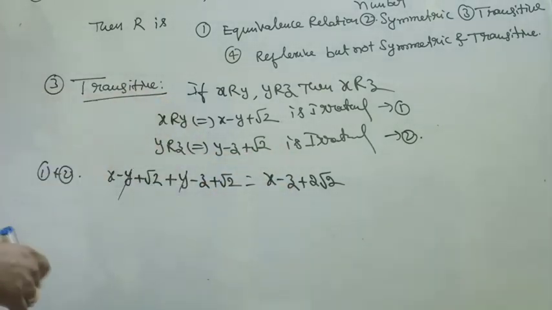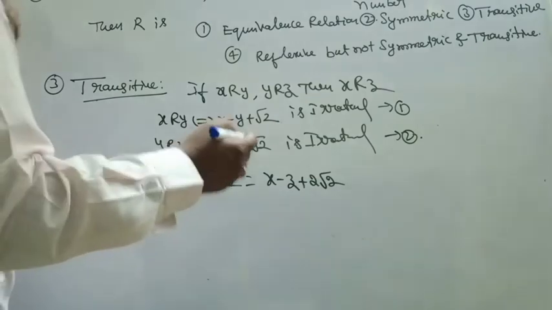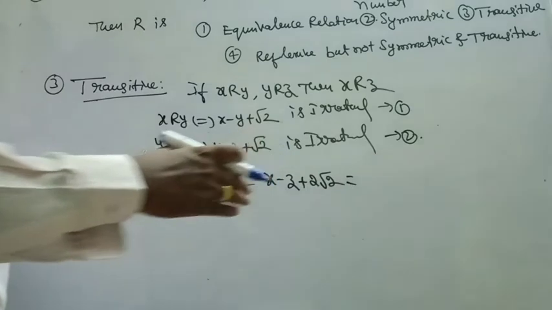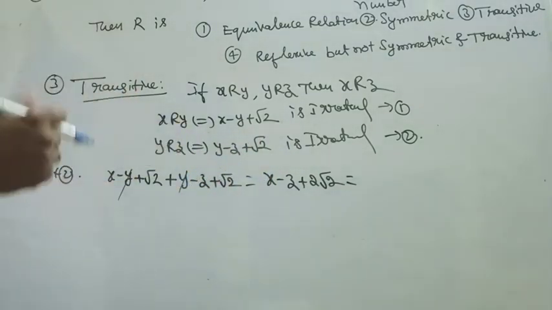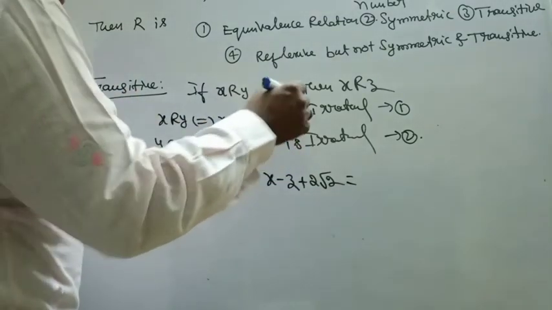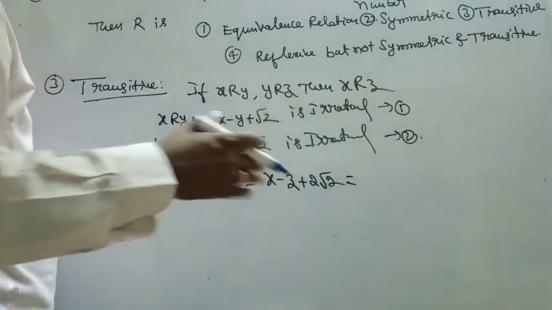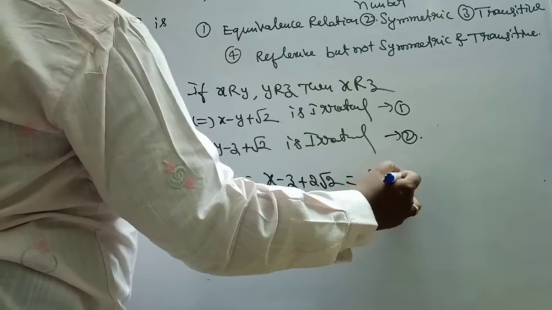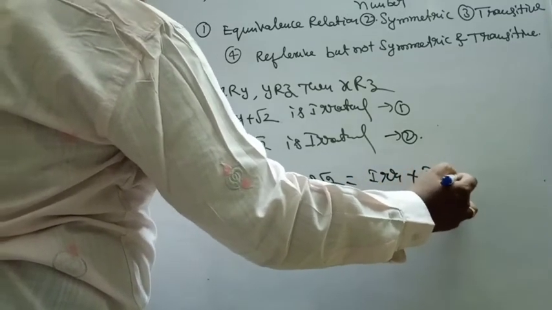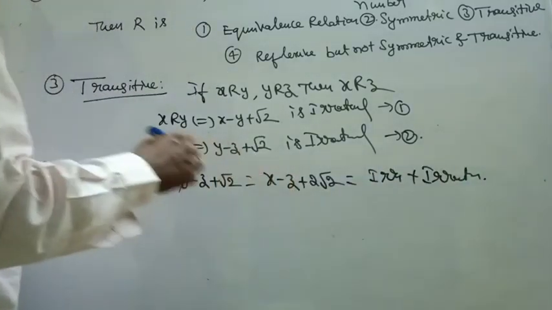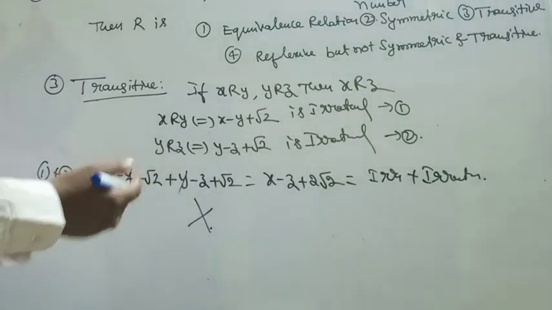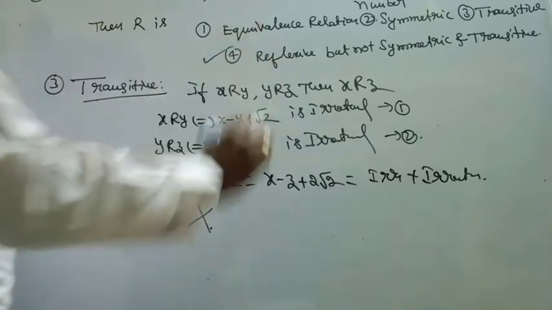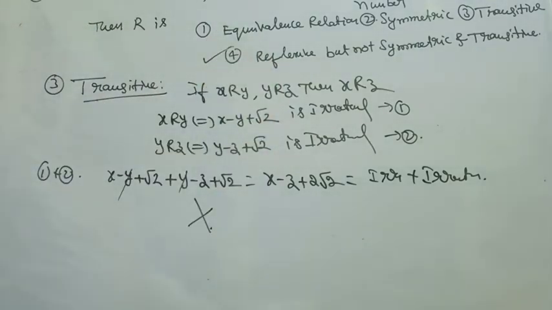However, this is an irrational plus irrational. This is irrational and this is irrational. Irrational plus irrational need not be an irrational number, because root 2 is there. Minus root 2 is irrational, minus root 2 plus root 2. Irrational plus irrational need not be irrational. Therefore, it is not satisfying transitive. I think we can say that it is reflexive but not symmetric and transitive. Option 4 is correct.